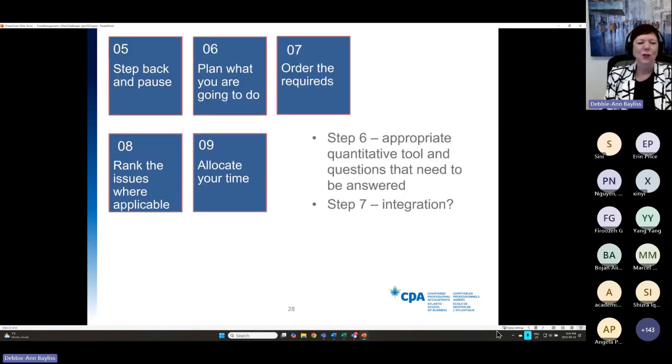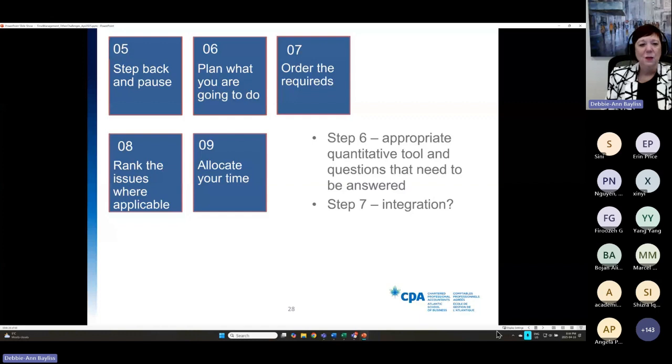So we've now extracted everything. So let's take a step back. Step 6 is all about planning. What are you going to do? What's the appropriate quantitative analysis you need to do? What are the questions you need to answer? Well, guess what? We've already done that because as we've extracted the information, we're creating the structure, and we're taking the required and breaking it down into smaller pieces.